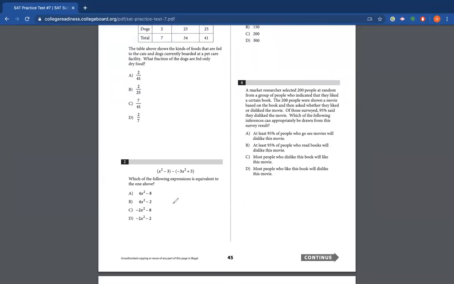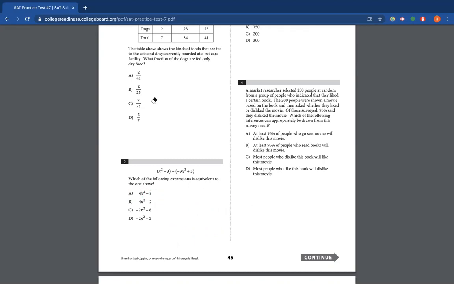Which of the following expressions is equivalent to the one above? We're gonna simplify this to 2x, 3x, x squared thing, and then we have to distribute the negative. Minus 5. Simplify, we get 4x squared minus 8. So that's gonna give us answer A. So simplify just means combine all the like terms together. Okay? And that's what it means when you have to simplify.